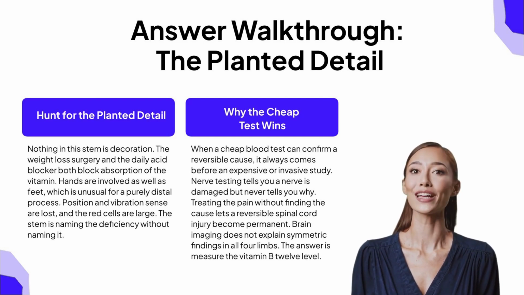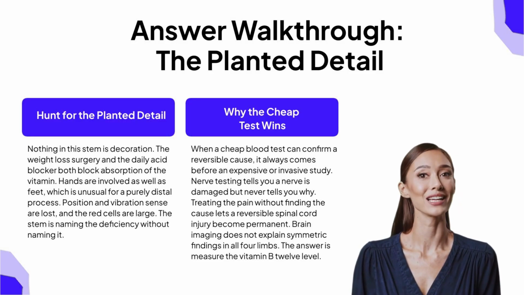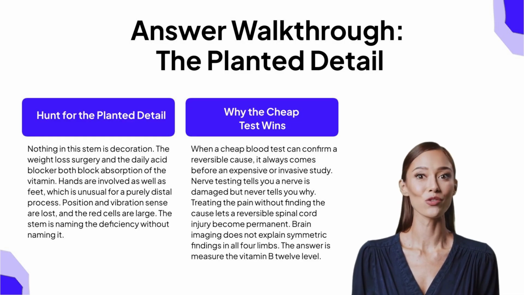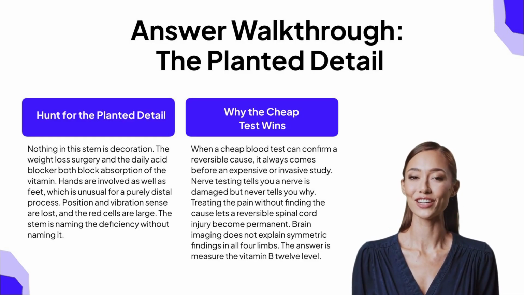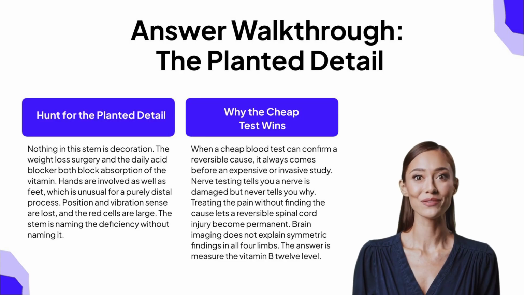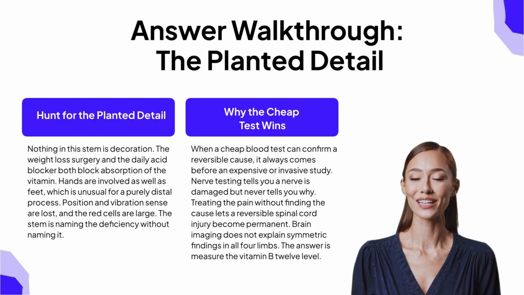The weight loss surgery and the daily acid blocker both block absorption of the vitamin, and that is 2 hints pointing the same direction. The hands are involved as well as the feet, unusual for a purely distal process. Position and vibration sense are lost, telling you the back of the spinal cord is involved. And the red cells are large. The stem names the deficiency without naming it.